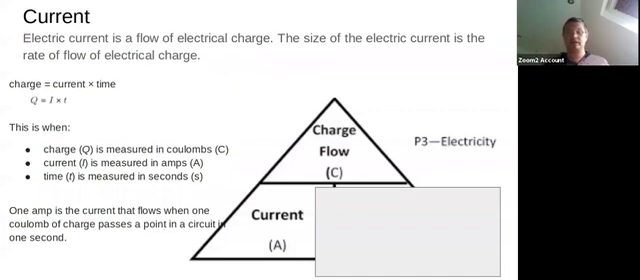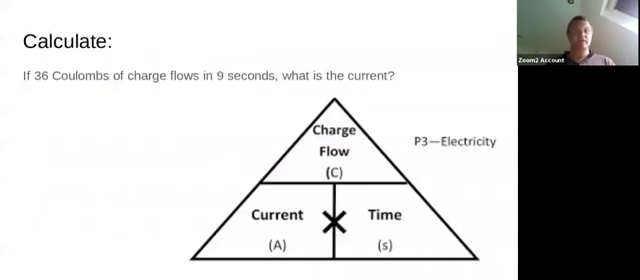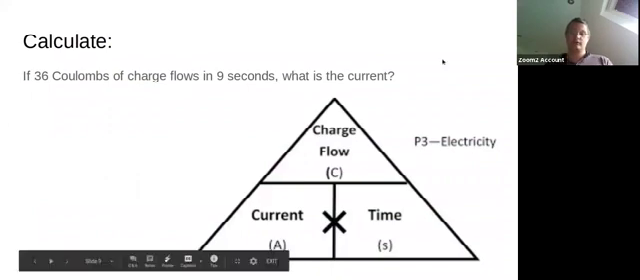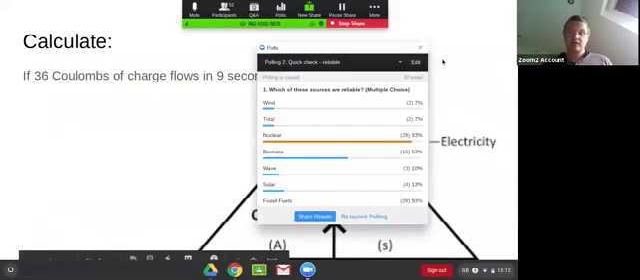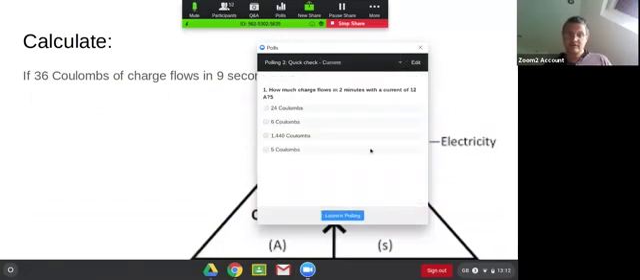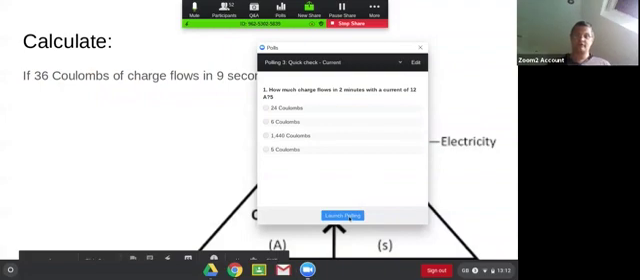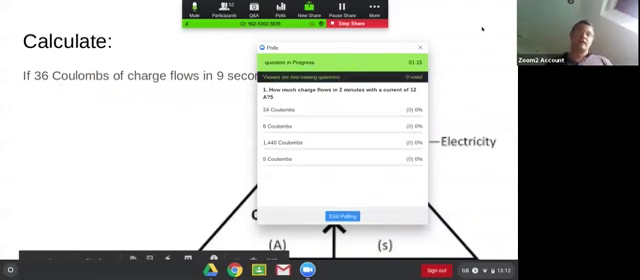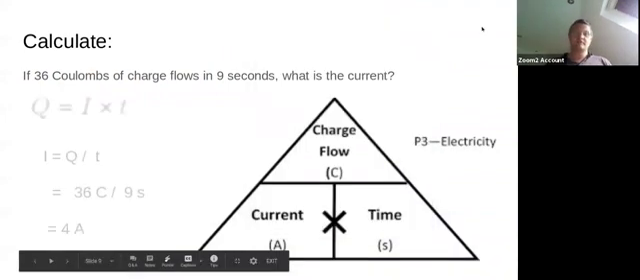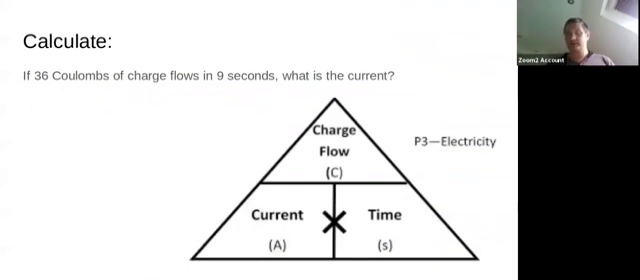Hopefully you've got a calculator nearby. That could be on your phone. Maybe you're going to switch over to Google to get a calculator. But here is a simple calculation I'd like you to have a go at. If 36 coulombs of charge flows in 9 seconds, how much current is there? So I've got a little poll for you. Grab your calculators. You've got 4 options.